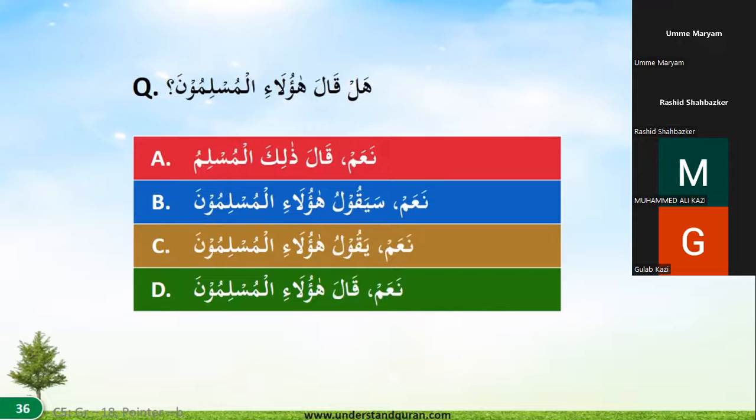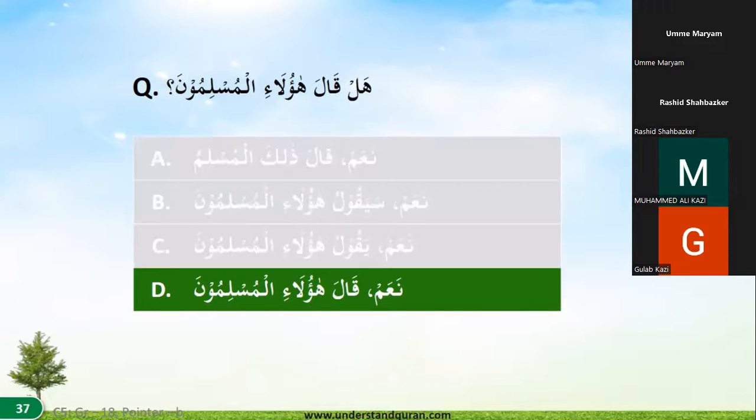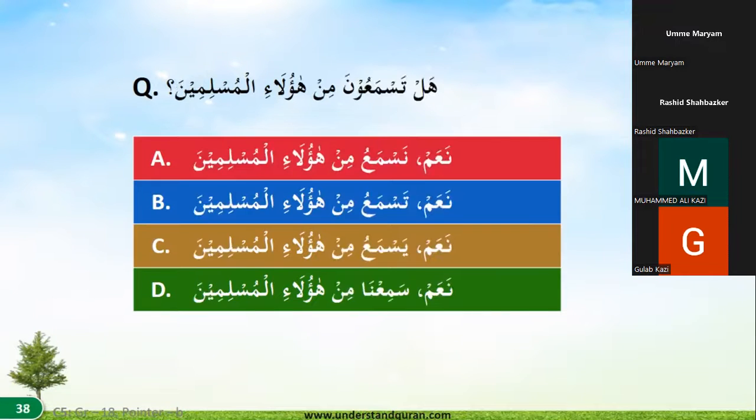Hal qala haula'il muslimuna? Did he say these Muslims? So the answer is going to be in the rafa state only. So it will be naam, qala haula'il muslimuna. Right, so D is the answer. In the upper one, sa is added, that's why that is not the answer, in the lower one the present tense is used, that's why that is not the answer, and the first one is dhalika, that's why that is not the answer. So naam qala haula'il muslimuna.